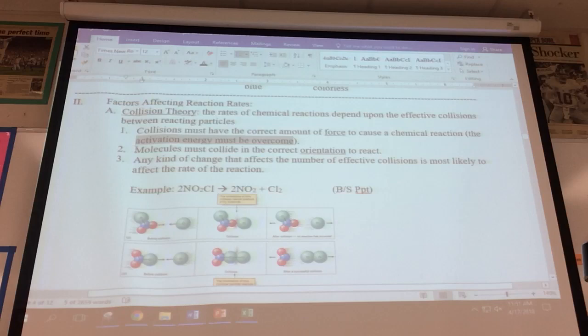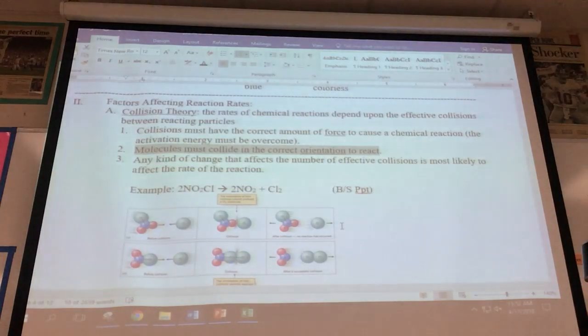The other thing that must occur is the molecules must collide in the proper orientation. So in order to have a successful collision, the force must be significant to overcome the activation energy, and the molecules must be oriented in the proper orientation.